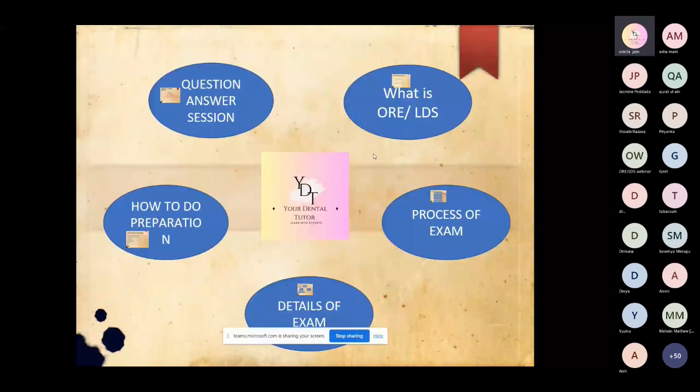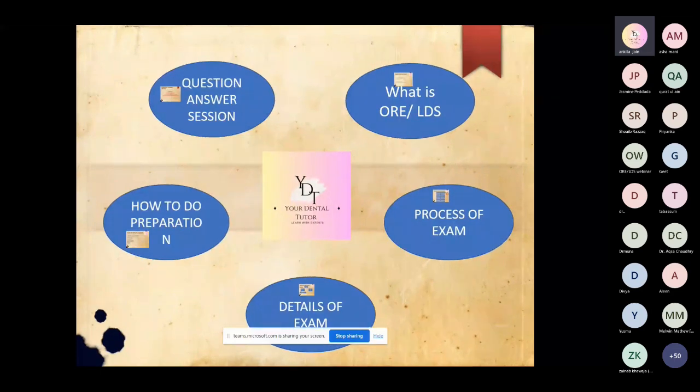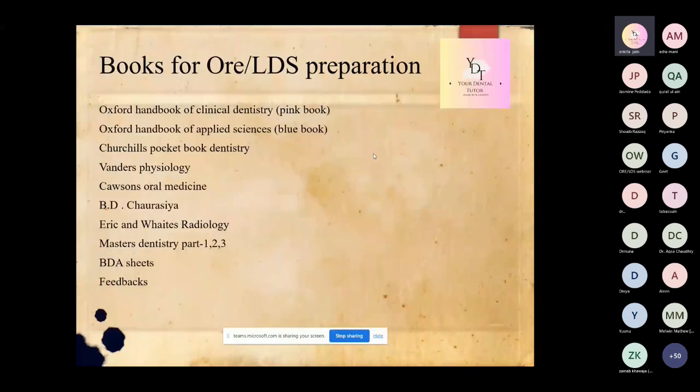Okay, thank you, Dr. Jasmine, for the wonderful description about part two of ORE and part 2 and part 3 of LDS. Now we will move on to one of the major components, how to prepare for the ORE or LDS examination, especially for part 1 we are talking about here. These are the books usually used by ORE aspirants: Oxford Handbook of Clinical Dentistry, the Pink Book, and Oxford Handbook of Applied Sciences, famously called the Blue Book. These two are considered the Bibles of the ORE examinations.